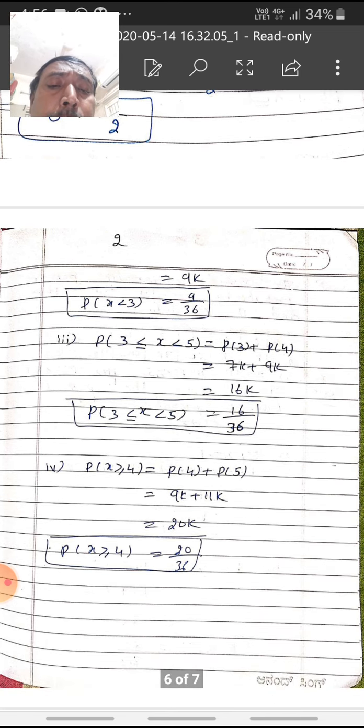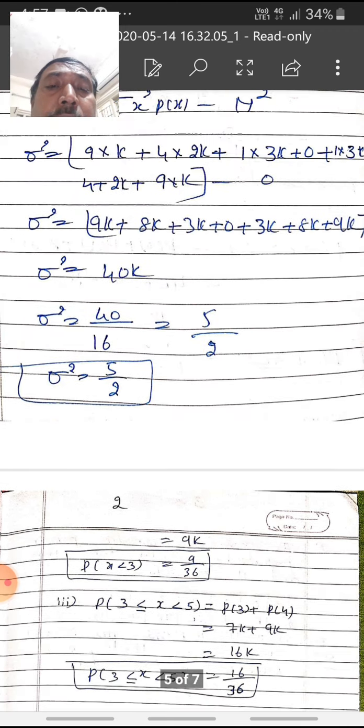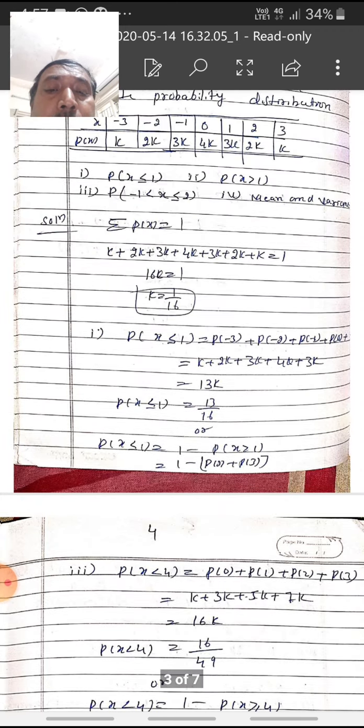Next, the probability x greater than or equal to 4: greater than means from 4 you have to move to the right hand side. On the right hand side there is only one value, 5, but you have to see whether 4 is considered or not. It says greater than or equal to 4, so it should contain 4 also. Therefore 4 and 5, that is p of 4 plus p of 5. The table says p of 4 is 9k and p of 5 is 11k, total 20k, where k is 1 by 36, that is 20 by 36. That is the way of finding the probability values and the k value. Go for the second problem.